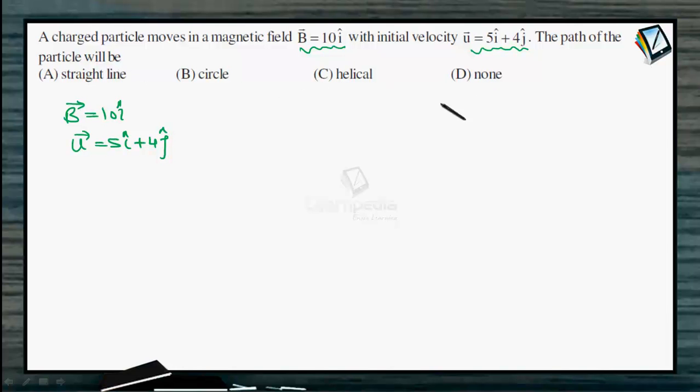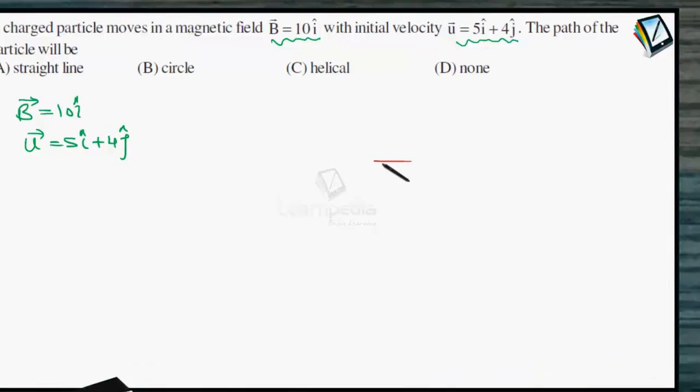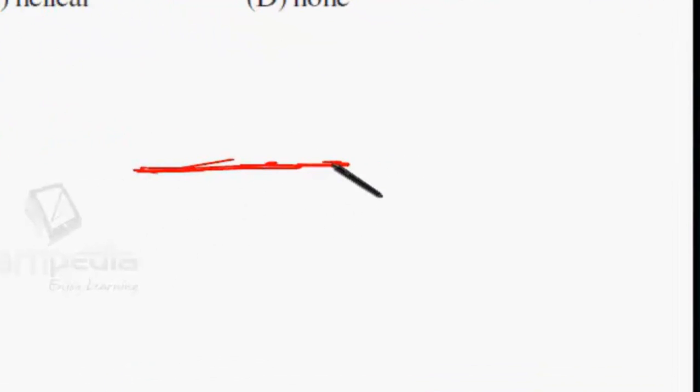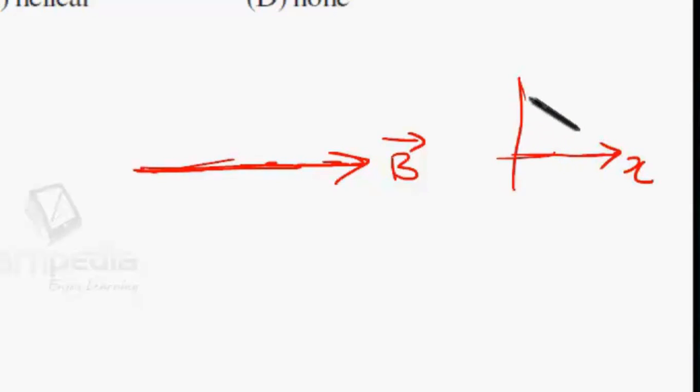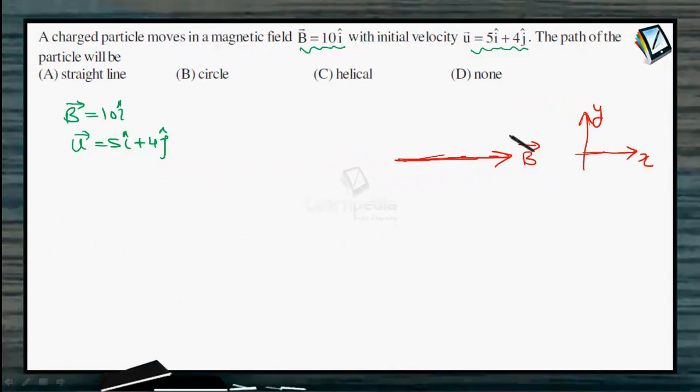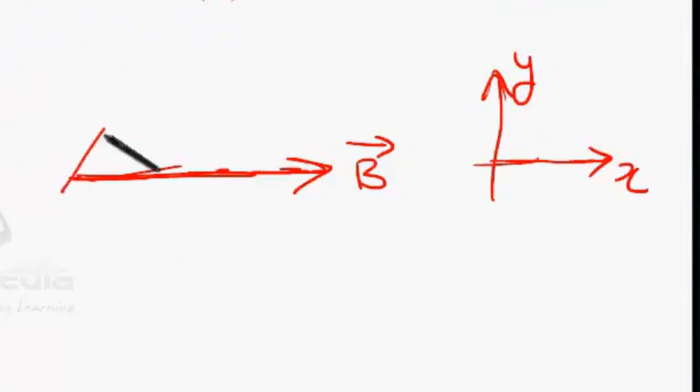So here you can see that the magnetic field is purely along the x-axis. That means, say, the magnetic field is this way. Suppose the magnetic field we are assuming in this direction, that means we are assuming it to be the x-axis, and suppose here is our y-axis. Velocity has both components positive. That means the velocity vector must be directed somewhere like that, at a certain angle theta with this magnetic field.